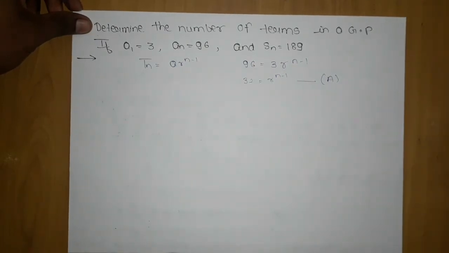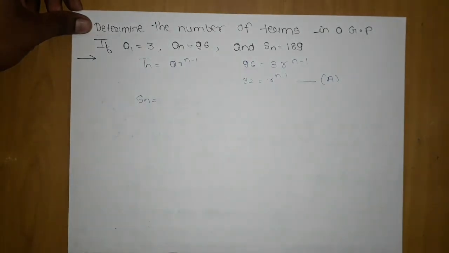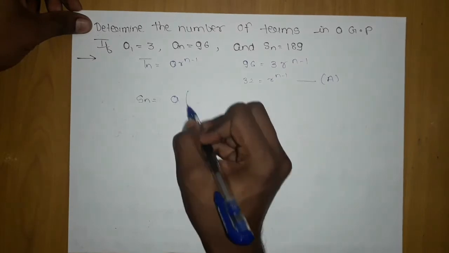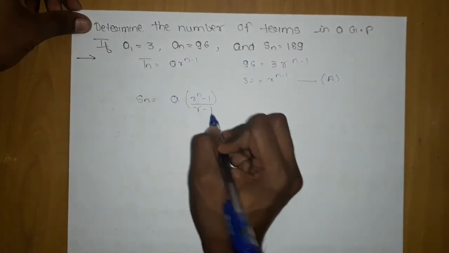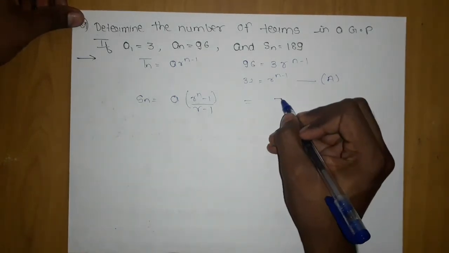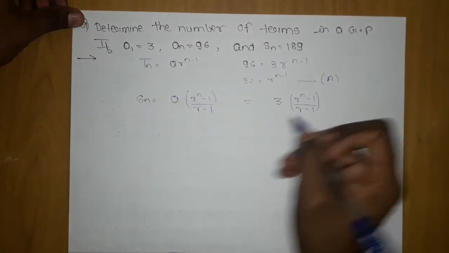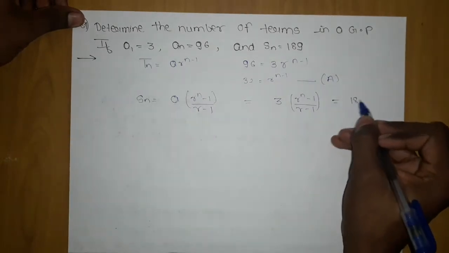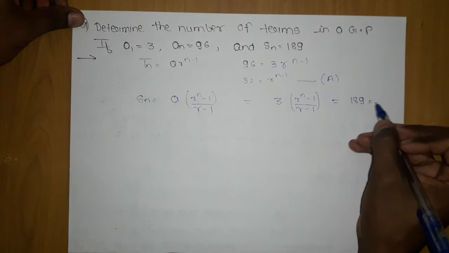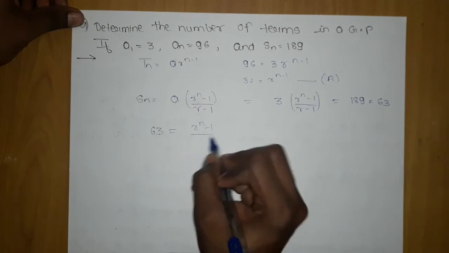Now, the second thing: what is the Sn formula? Here you can see Sn is positive, so the formula will be a into r power n minus 1 upon r minus 1. Further, a is 3, r I need to find out, r power n minus 1 upon r minus 1. Now the Sn value is given, which is 189. 189 can be divided by 3, which gives me 63. Finally we have 63 is equal to r power n minus 1 upon r minus 1.